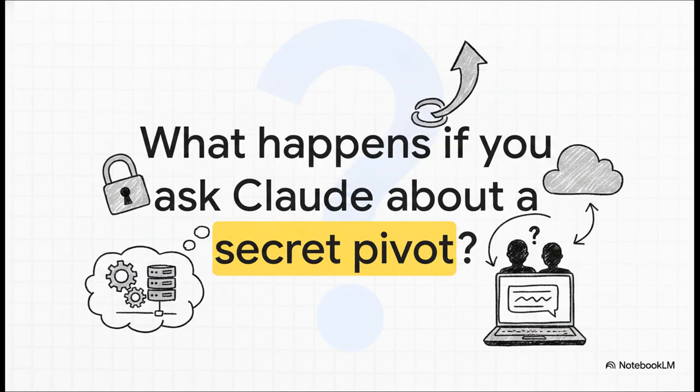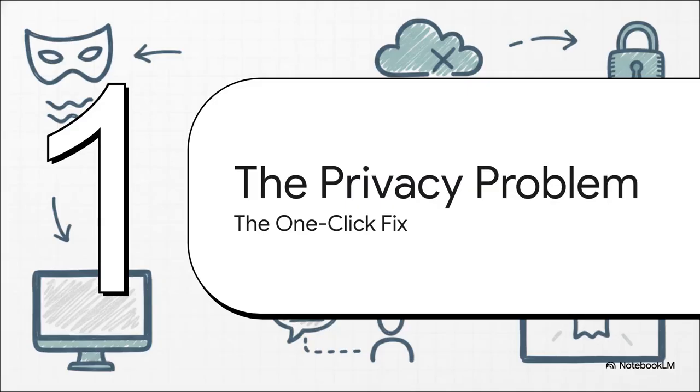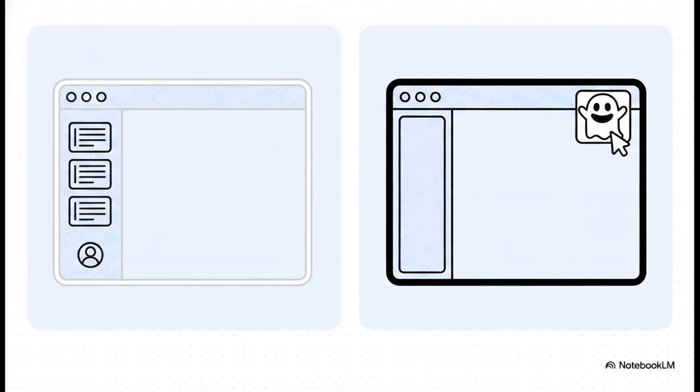Claude builds a persistent memory profile, which means it's absolutely going to remember this highly confidential idea the next time your co-founders are looking over your shoulder. So let's talk about this privacy problem, and more importantly, the one-click fix. There is actually a fix for this massive privacy risk, and it really does take exactly one click.